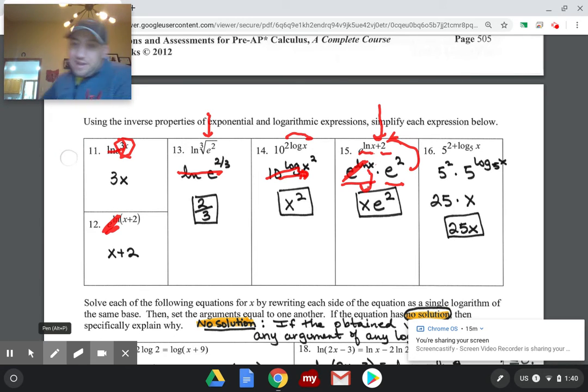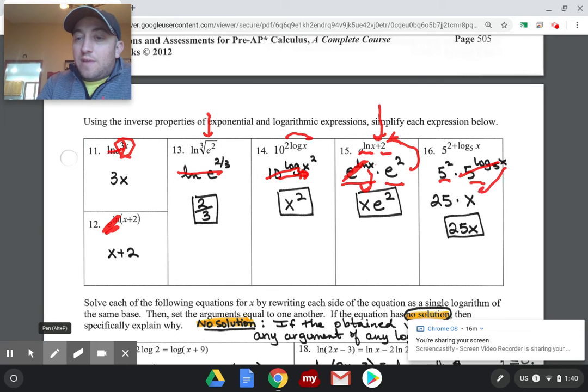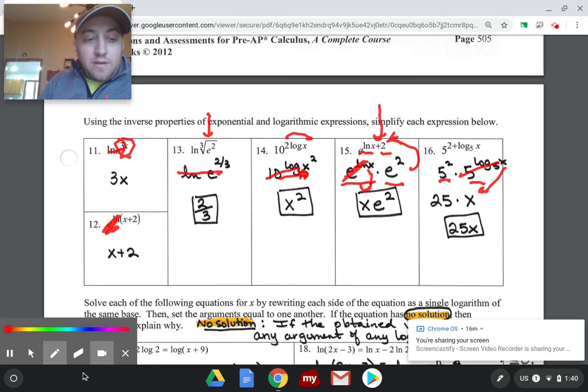So number 16 takes the same logic and just rewrites that expression. It's two expressions with the same base: 5 squared times 5 to the log base 5 of x. Those would cancel. You're just left with x. 5 squared is 25. And there's your answer.